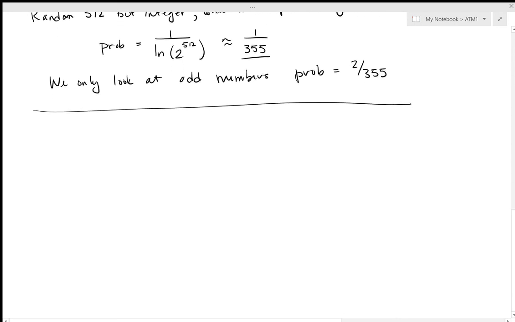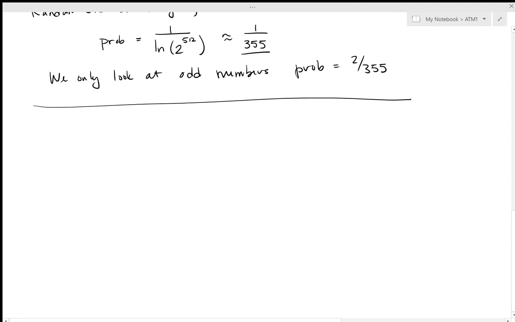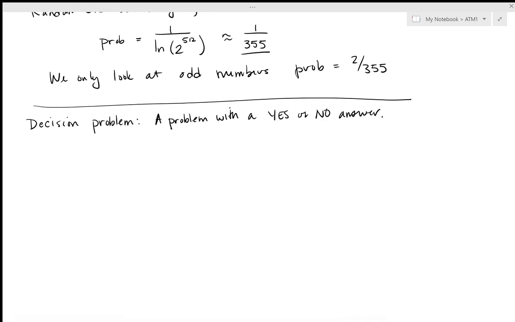Now there are a few things that we need to understand before we can dig into exactly how the algorithm works, and in fact prove that it works correctly. So let me just alert you to some new vocabulary. We have the idea here of a decision problem. A decision problem is a problem with a yes or no answer. For example, is this number prime? Then your answer is yes or no. That is a decision problem.